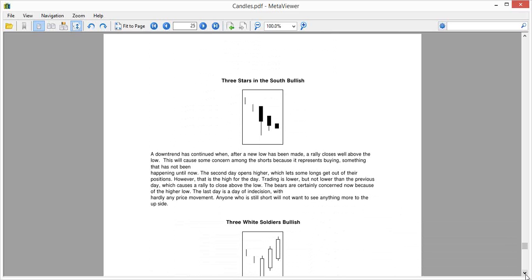The last day is a day of indecision with hardly any price movement. Anyone who's still short will not want to see anything more to the upside. So we had a sell-off with a higher close though. With a low here, but with a higher close, and again indecision on the 3rd day. The market may be bottoming out. We had a low, a higher low, and a higher low, no wick. So the sellers may be running out of steam. We may have a reversal pattern in place.